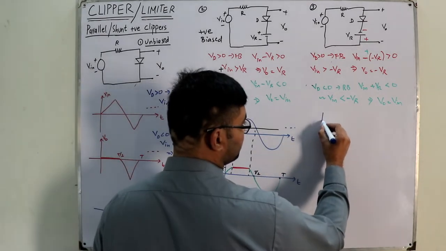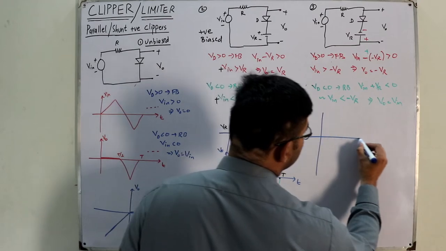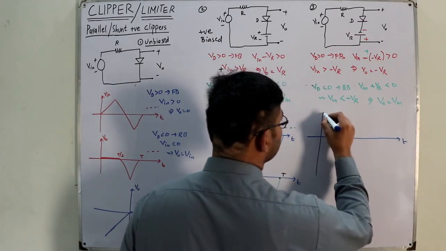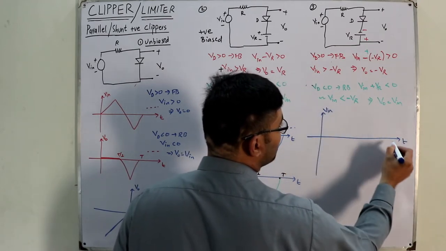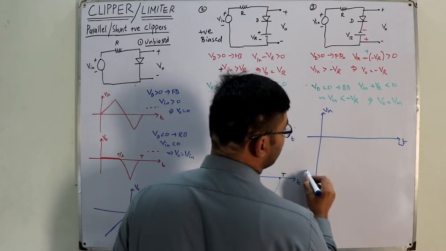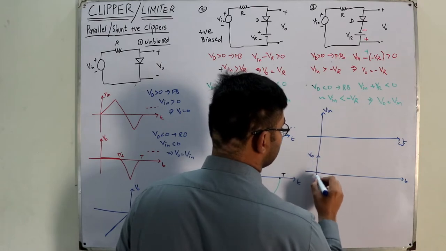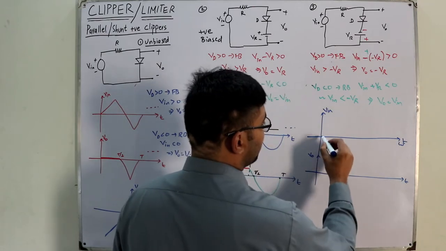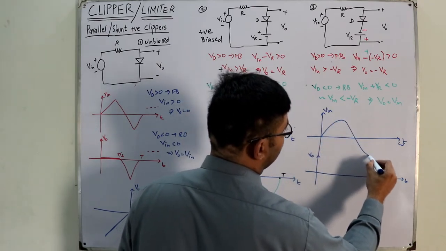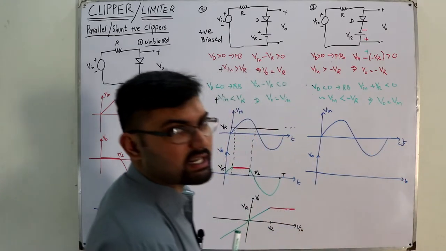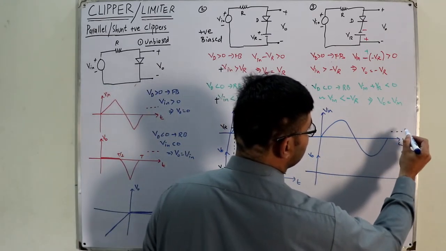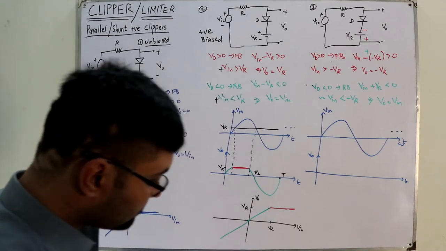Let's have the curves. Say this is my time axis, this is my input voltage, omega t, or simply t, whatever you like it to be. This is my output axis. Let's say I have a sinusoid again. This is just a standard signal, so that's why mostly we use it for analysis purposes.